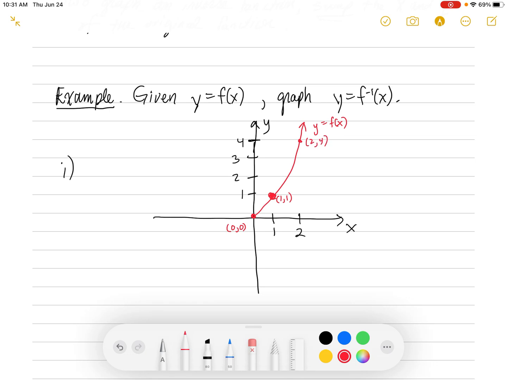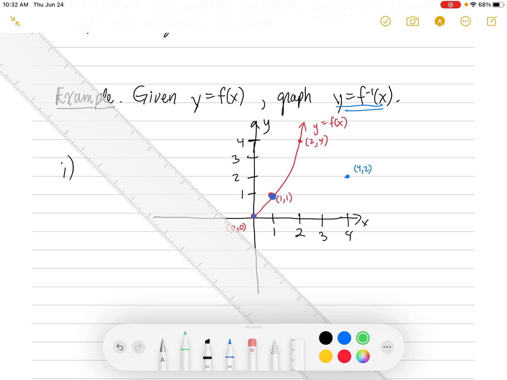So if you look at the points here, they are 0, 0, 1, 1, 2, 4. So basically to find the inverse graph, you're going to swap the x's and the y's. I'm going to do the inverse in blue. You swap the x's and the y's, you still get 0, 0. You still get 1, 1. On this last point, 2, 4, if you swap the x's and the y's, you're going to get 4, 2. So where's 4, 2? That would be right here.